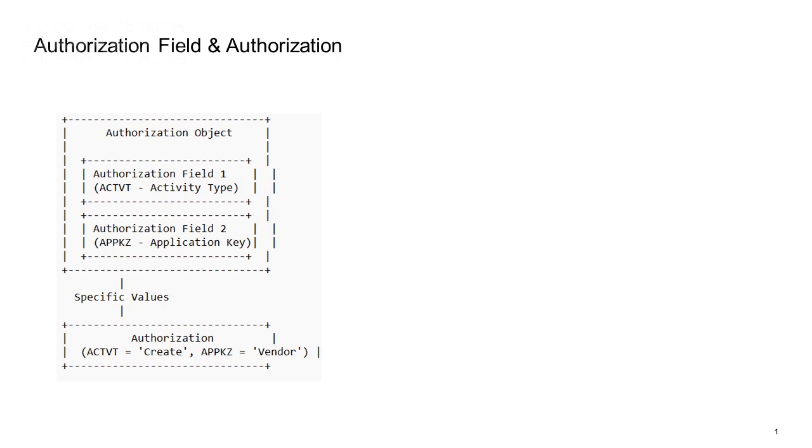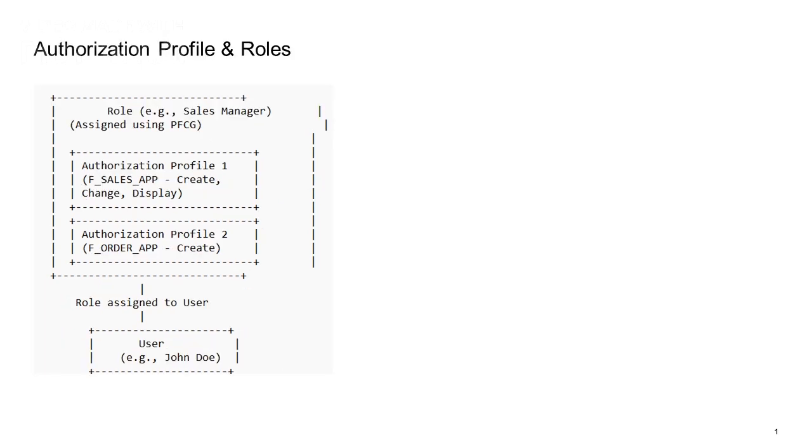can do within SAP. A role in SAP defines the set of activities a user is allowed to perform within the system. For example, the sales manager role could include responsibilities such as creating sales orders, viewing sales data, and updating customer information. This role is created using transaction PFCG and then assigned to a user, such as John Doe.